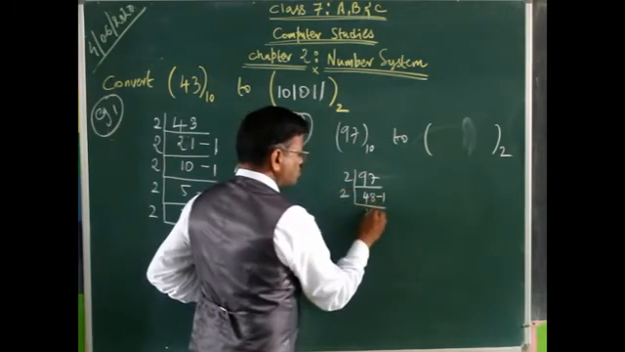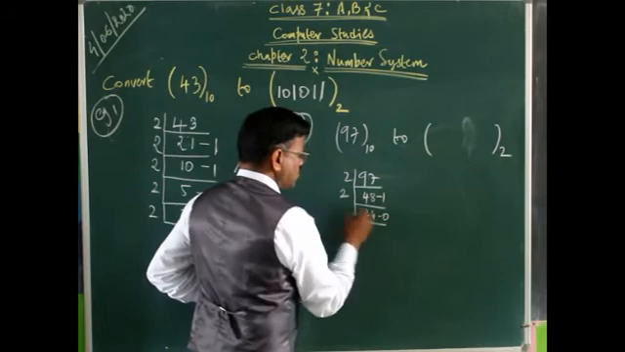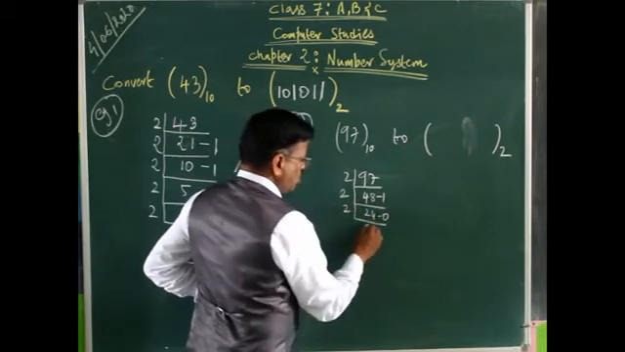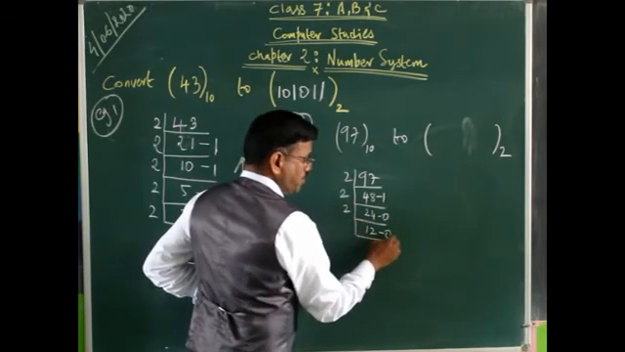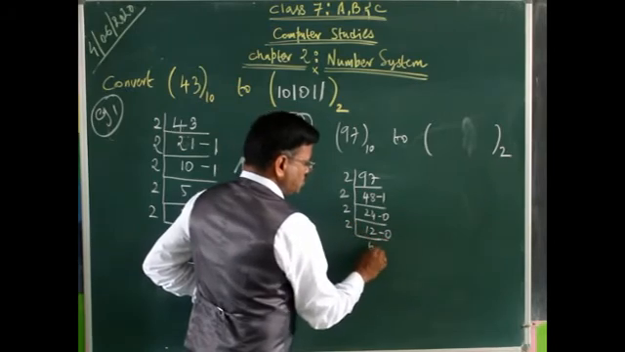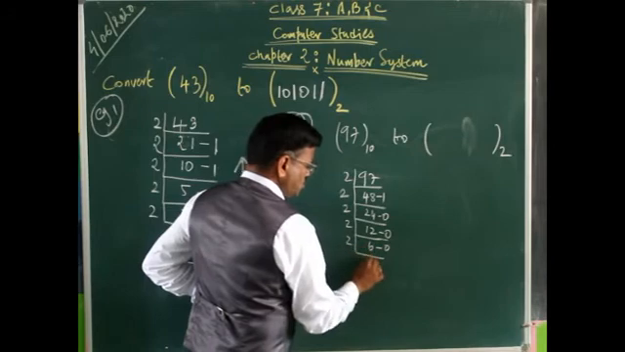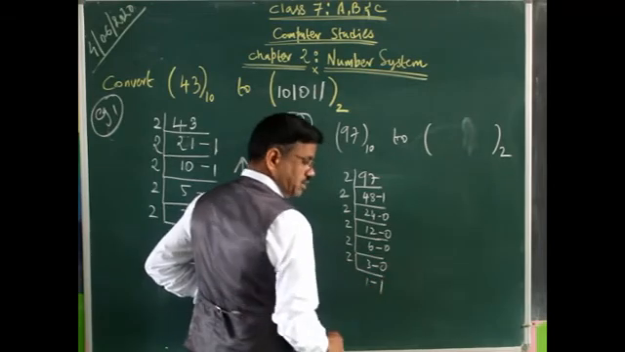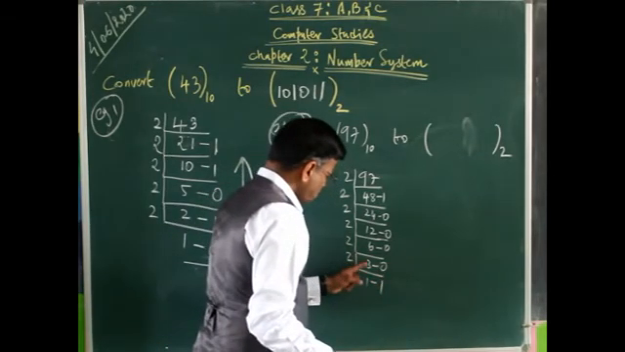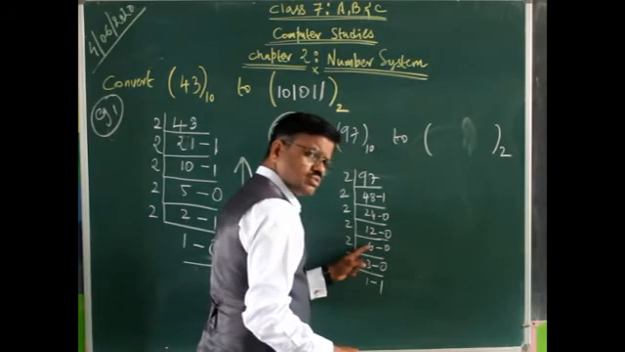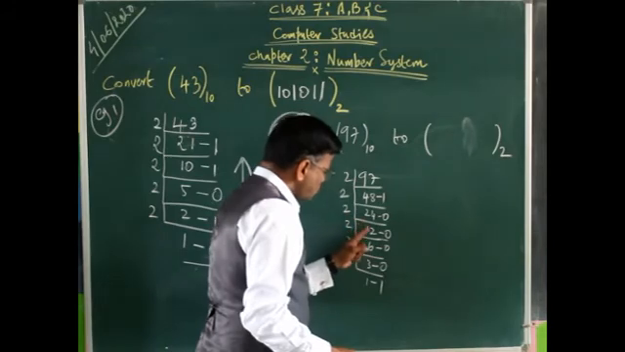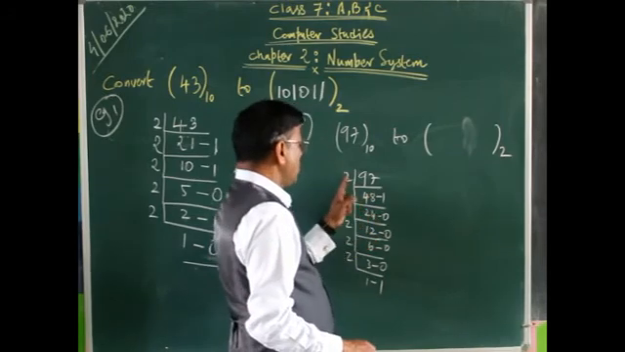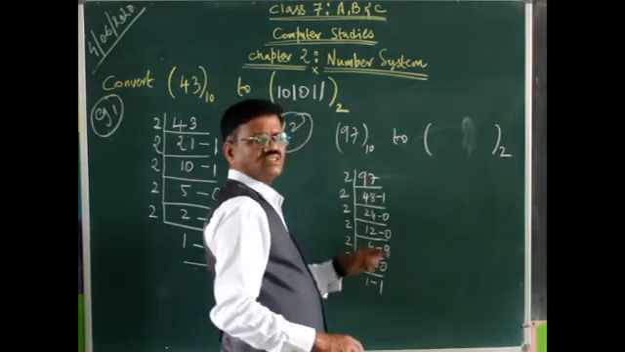4 2s are 8, remainder is 0. 4 2s are 8, 8 plus 0 is 8. 2 2s are 4. Again divide this one by 2. 12 twos are 24, remainder is 0. The remainder you must write, boys and girls. 6 twos are 12, remainder is 0. 2 threes are 6, remainder is 0. Here, 2 ones are 2, remainder is 1. 2 plus 1 is 3. 3 twos are 6, 6 plus 0 is 6. 6 twos are 12, 12 plus 0 is 12. 12 twos are 24 plus 0 is 24. 24 into 2 is 48 plus 0 is 48. 48 into 2 is 96, 96 plus 1 is 97.